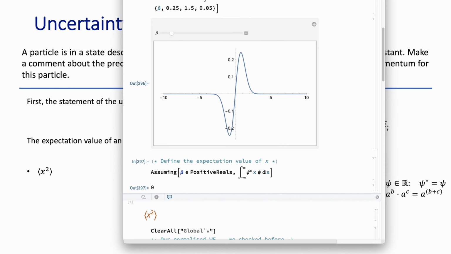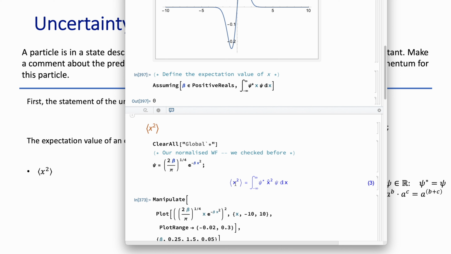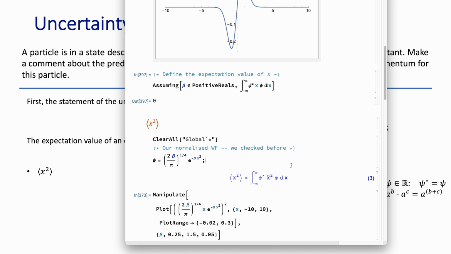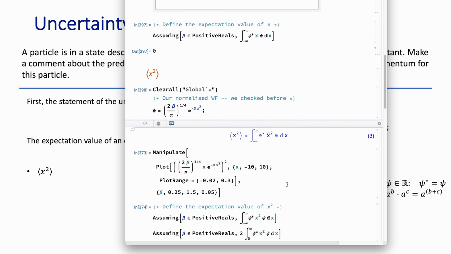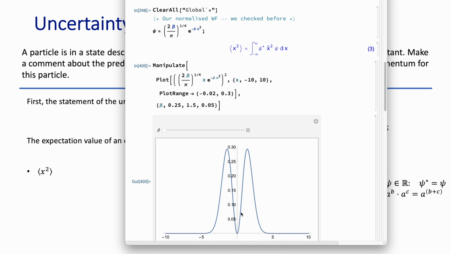Let's do the same idea as before. Now we are trying to calculate the expectation value of the position squared, where my operator is the position operator squared. We're defining the wave function the same way as we did before. So let's input that. Same idea. Let's see how the integrand behaves. And this is what we find.